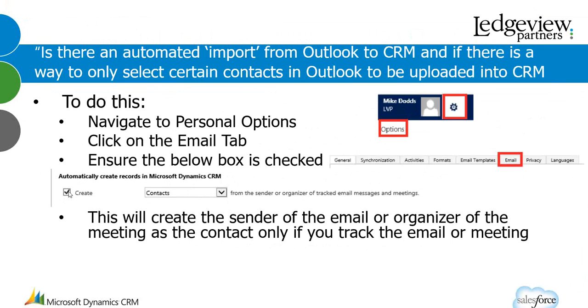If you have this box checked and you set this to contacts, it's going to automatically create contacts of the sender or organizer of tracked email messages and meetings. What that simply means is that if it doesn't already exist in the CRM and you track that email, it's going to create that new contact right into CRM for you. Now, it's kind of an all or nothing. If it's not in CRM and you track it, it's going to go into CRM. But that's kind of how you pick and choose. You choose which ones you're tracking, thus it'll put in the information and create the record in CRM of that contact.